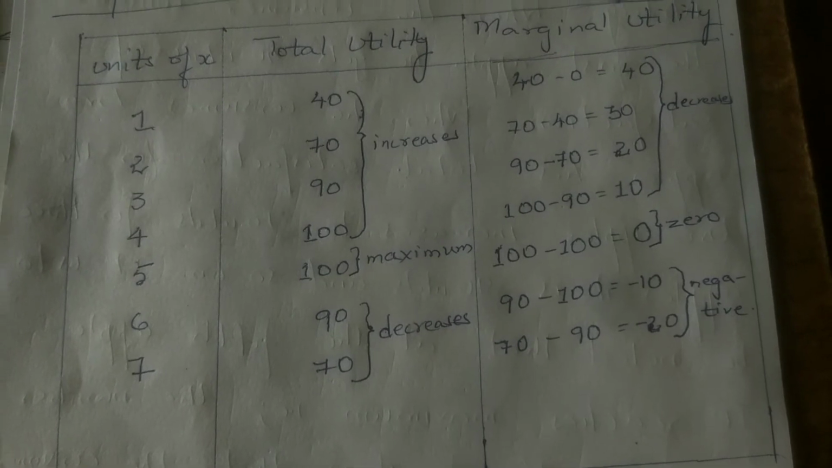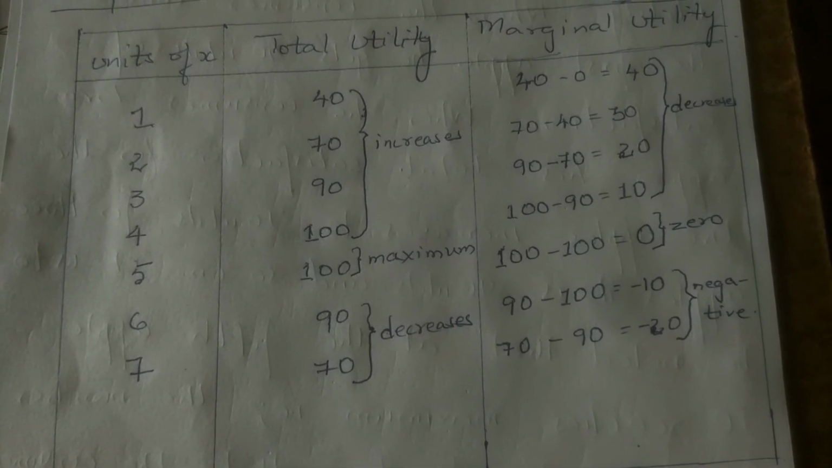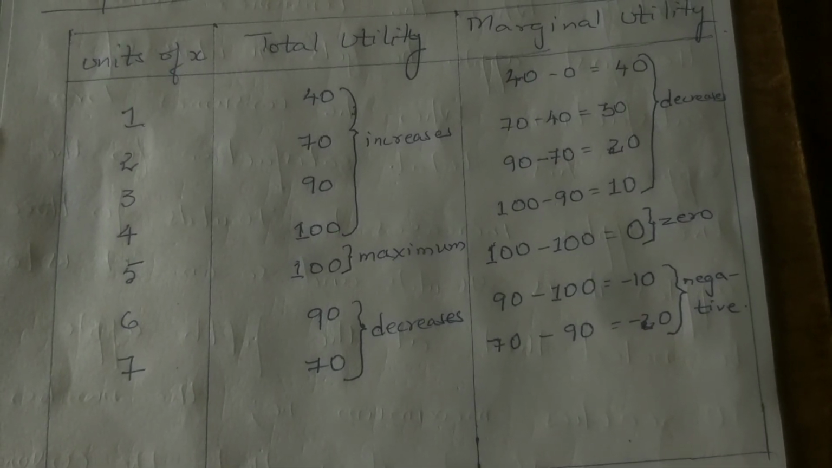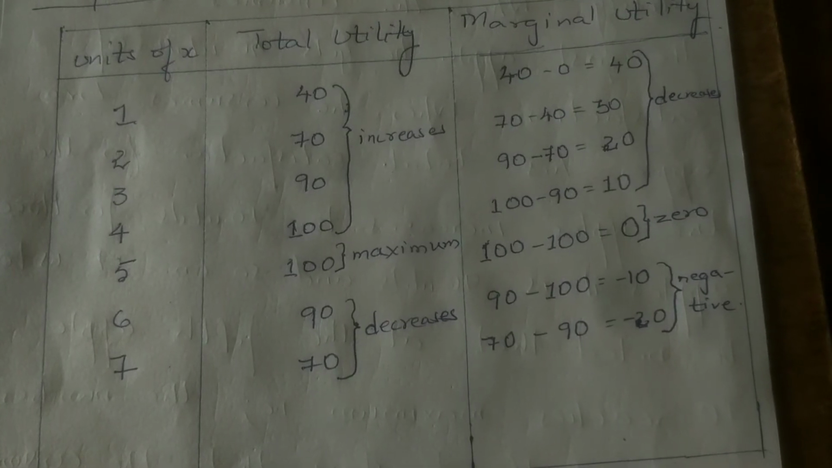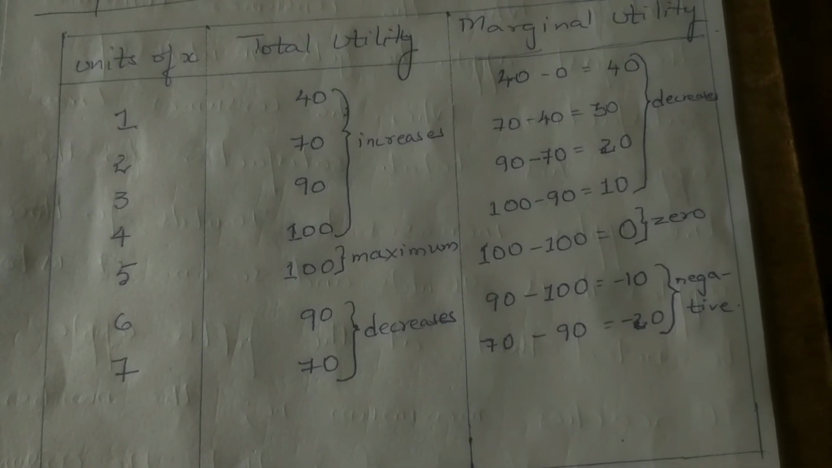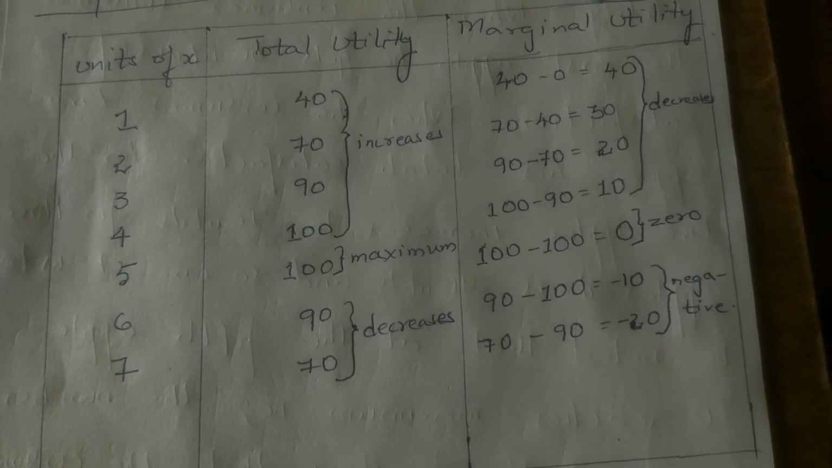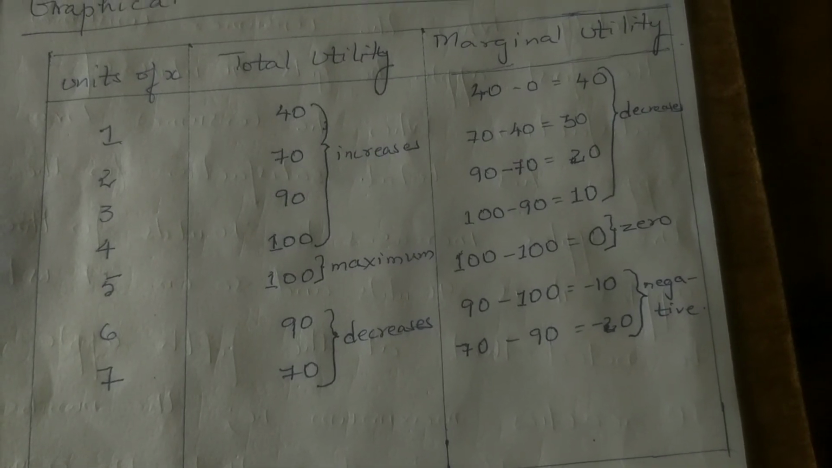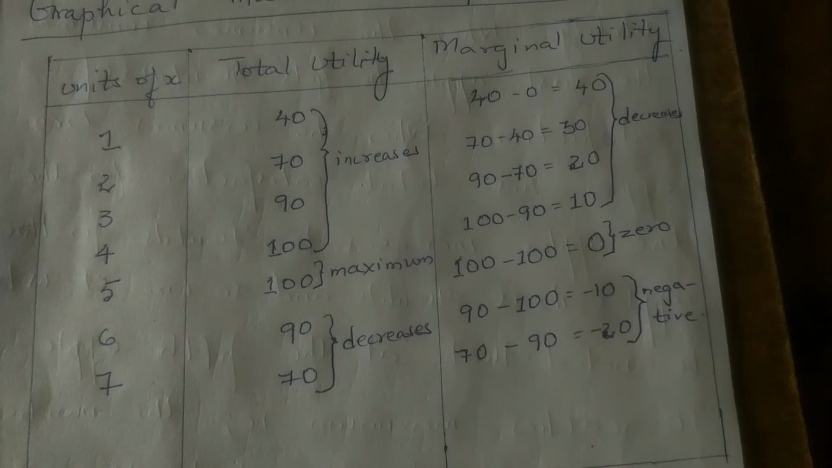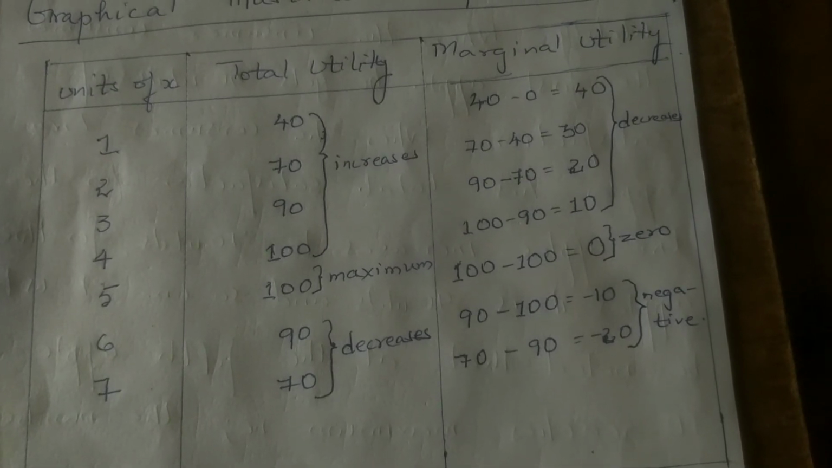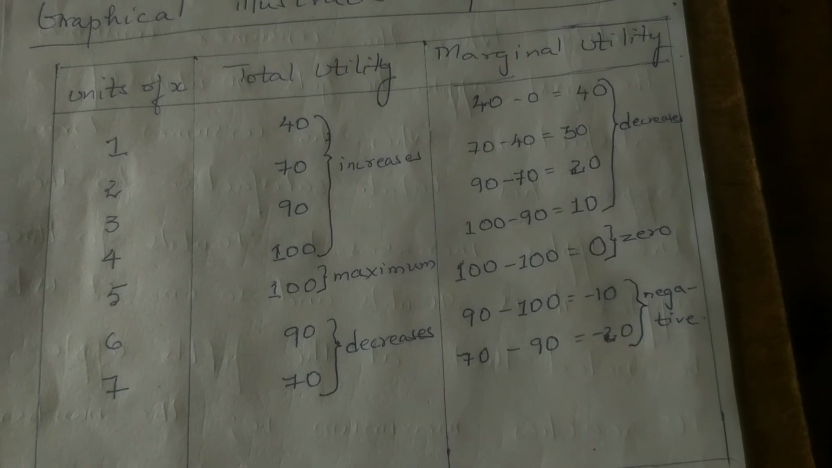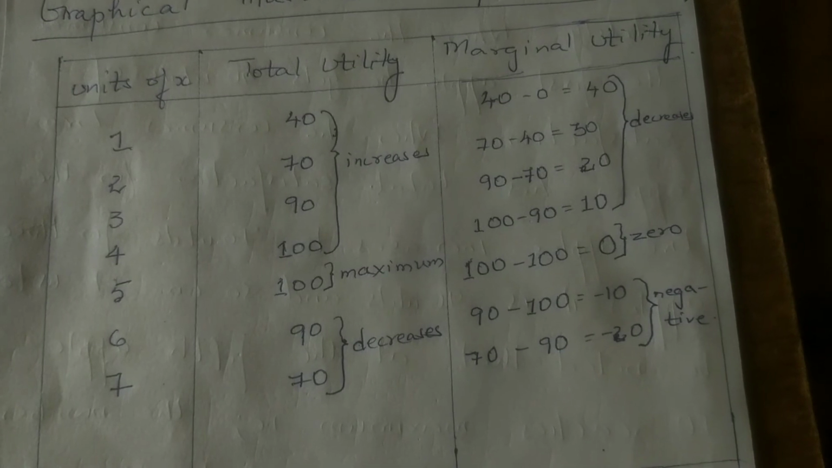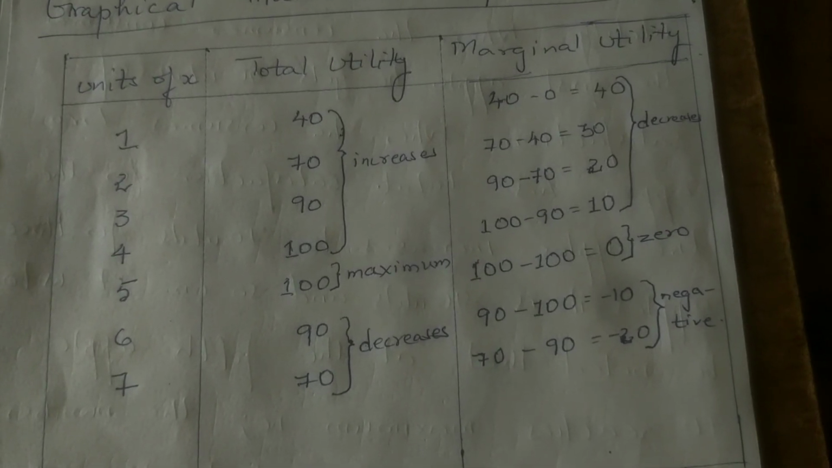Now here we notice that when TU is increasing to the fourth apple, MU is decreasing but remains positive. At the fifth apple, TU becomes maximum, so MU becomes 0, that is the minimum. For the sixth and seventh, when TU itself starts falling or decreasing, MU becomes negative. Now this is nothing but the relation between TU and MU. So what we observe from the table is that marginal utility decreases for every additional unit of the apple which we are consuming. So every additional unit is giving us less and less satisfaction.